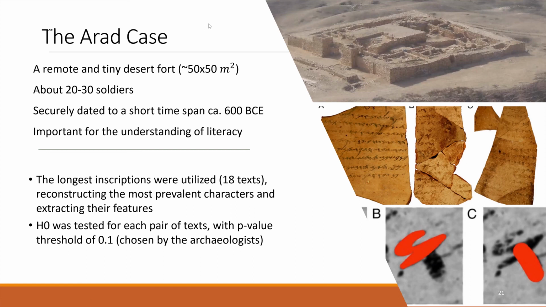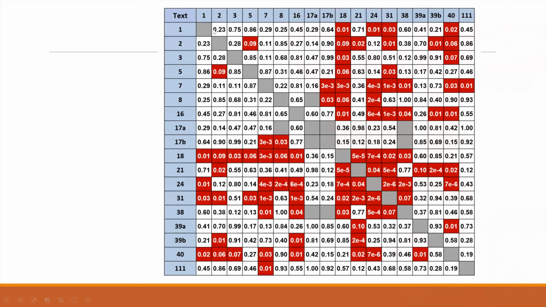So we compared inscription number 1 versus inscription number 2 and versus inscription number 3 and so on and so forth. And eventually we got such a table with a pairwise comparison of all the inscriptions that we have. I marked in red the inscription separations that are less than the selected p-value of 0.1, and we see that there are quite a lot of separations, but what does it mean?